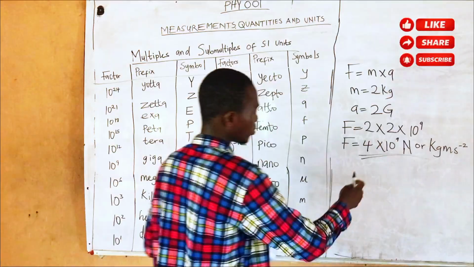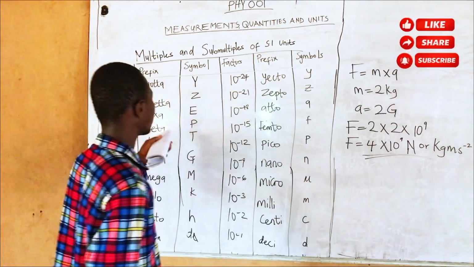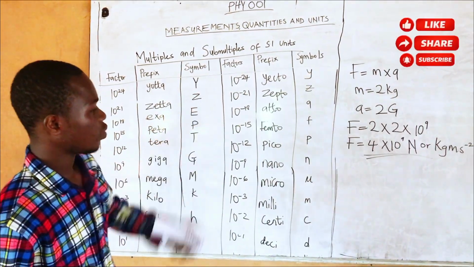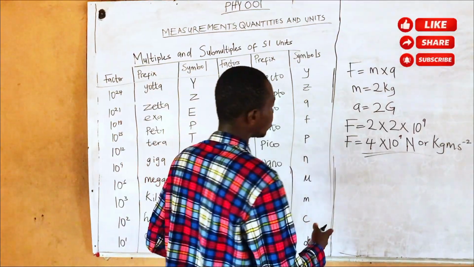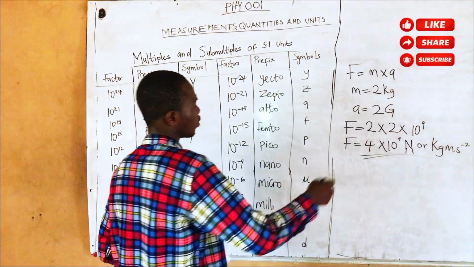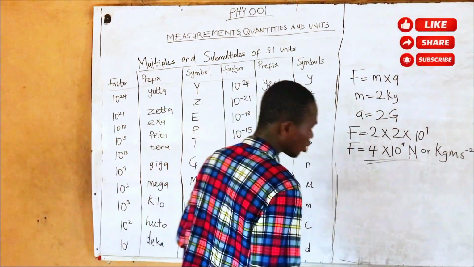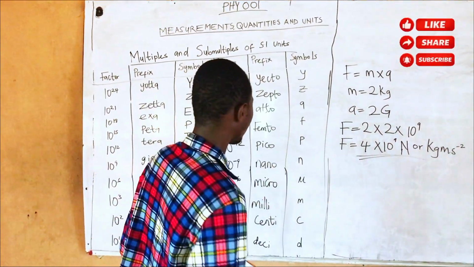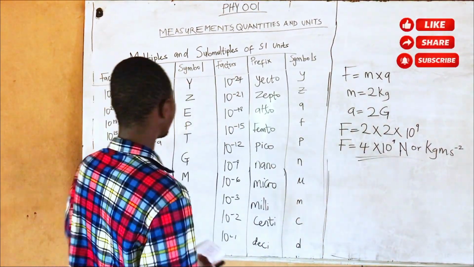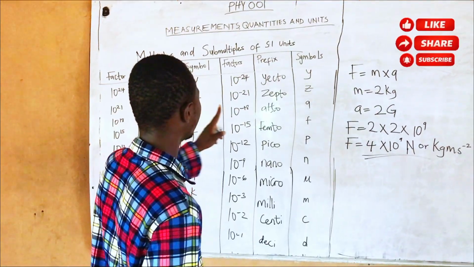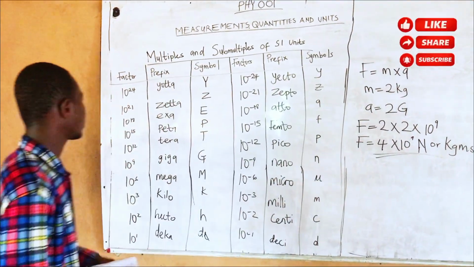Right? So this is the importance of what? Of these multiples and sub-multiples of what? Of SI units. If you are given a question and, for example, you don't know what this giga means, that means you are definitely going to lose the mark for that question. So these multiples and sub-multiples of SI units are very important.